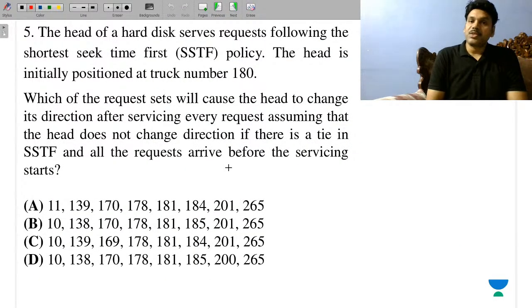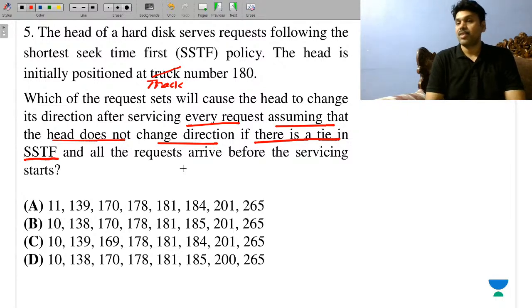The next question is based on this: initially the track number is at 180, and which of the request sets will cause the head to change its direction after servicing every request. Assume that the head does not change its direction if there is a tie in SSTF. So in shortest seek time, if there is a tie among the tracks, then it is not going to be considered.